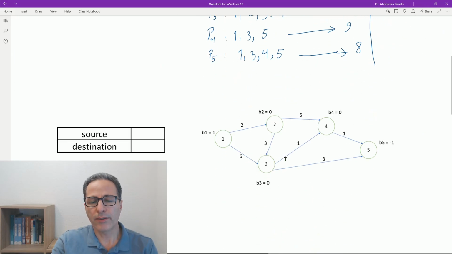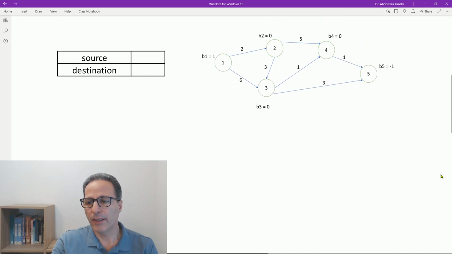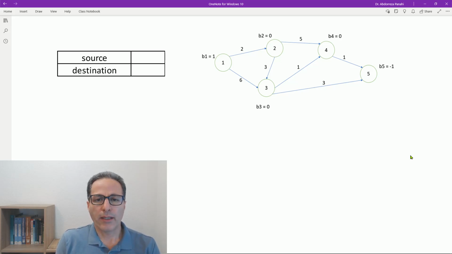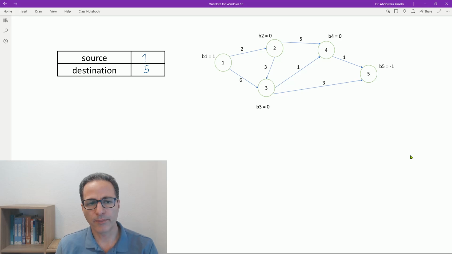Now, how can we consider our problem as a min cost flow problem on a network. So this is the same network, the same graph. And let's consider the first case. We say that the source is 1, the destination is 5. We want to find this one. So we see that the same problem can be considered as the min cost flow problem for sending 1 unit of commodity from source to destination.